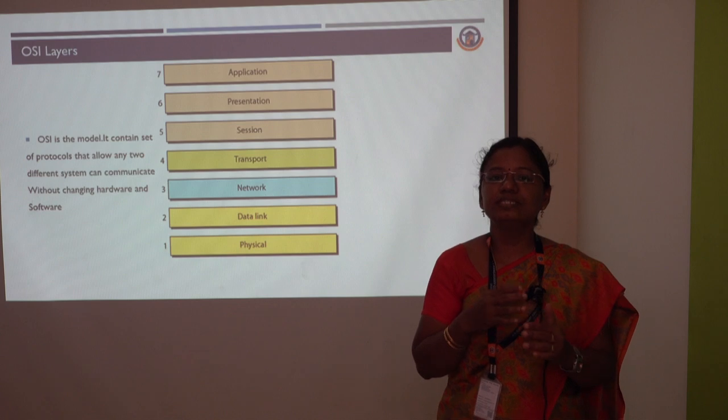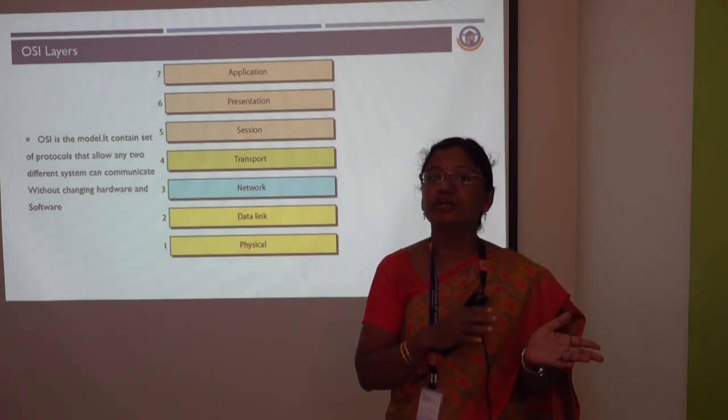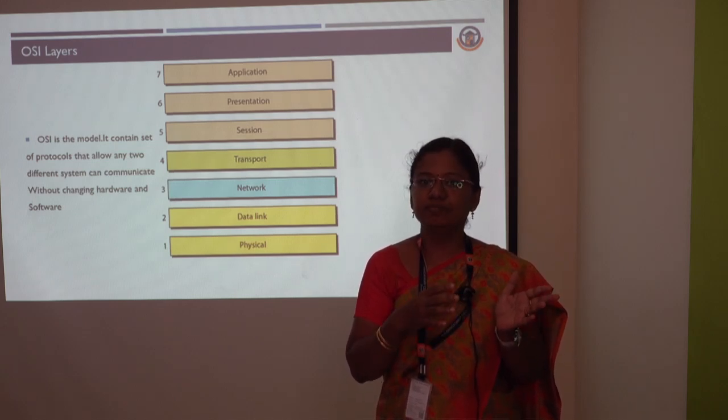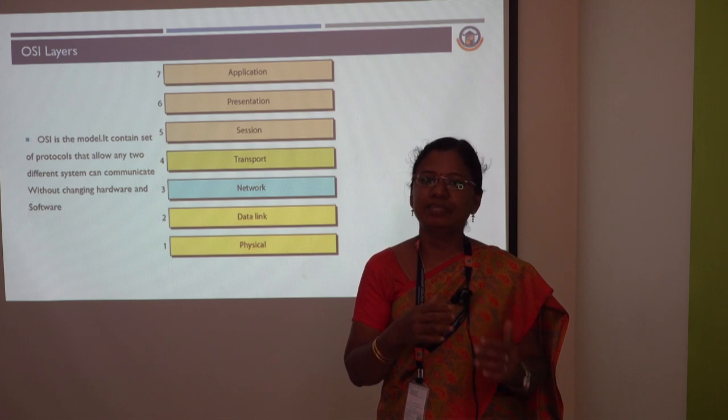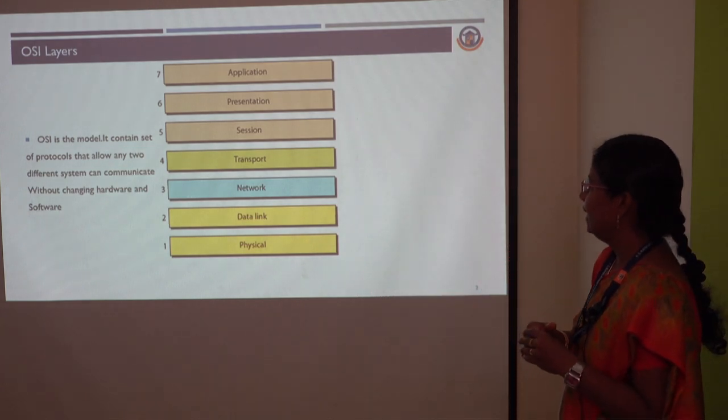That is, two systems want to communicate with each other without changing their hardware and software. We need the OSI architecture. This model is implemented in each and every device for communication purposes. First, we discuss the physical layer.